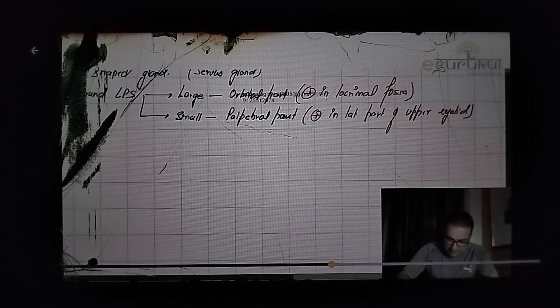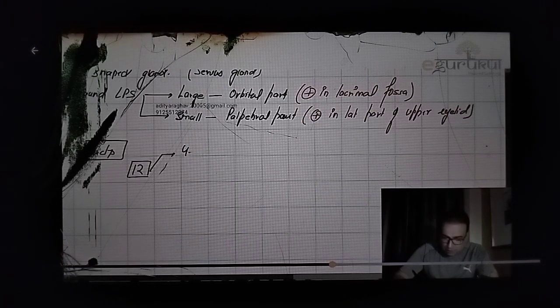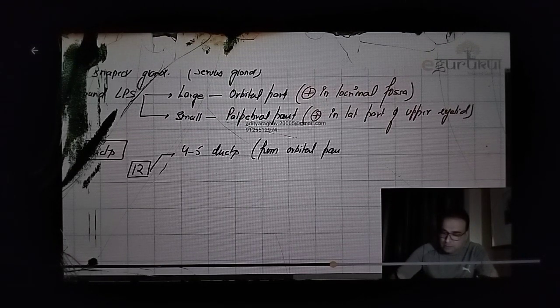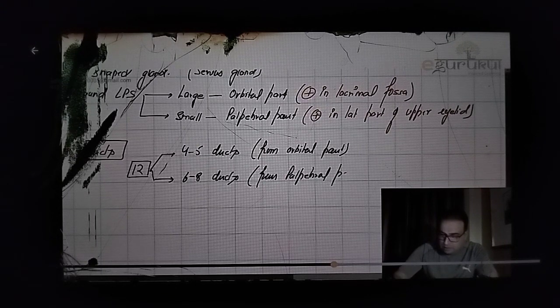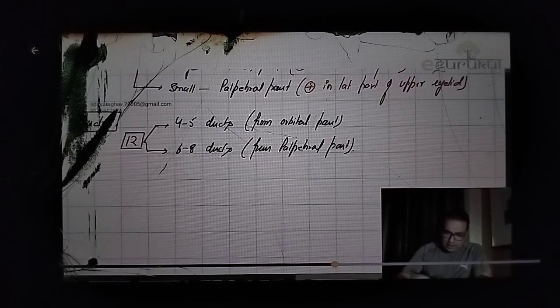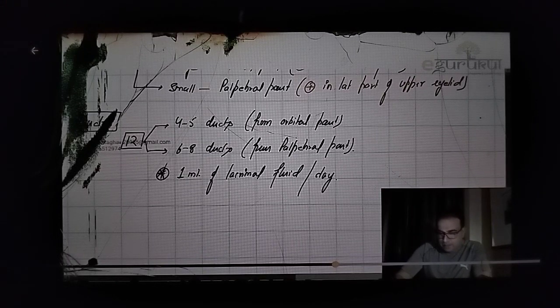Then we said the lacrimal gland has ducts. If I go with the numbers quoted in the book, there are usually 12 ducts. Out of those 12 ducts, around 4 to 5 come from the orbital part, the deep part, directly into the conjunctival sac, and the remaining, the larger number, 6 to 8 ducts, come from the palpebral part. There is an important clinical anatomy point regarding this, which I'll tell you at the end. And regarding lacrimal secretion, almost around 1 milliliter of lacrimal fluid is produced.